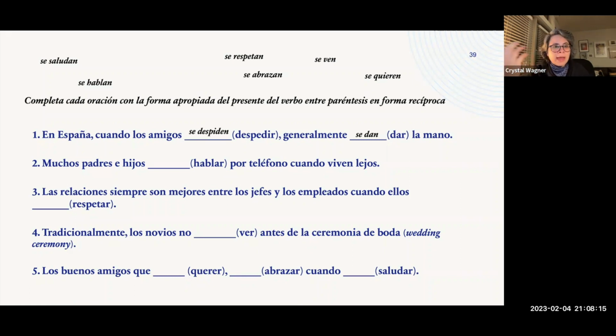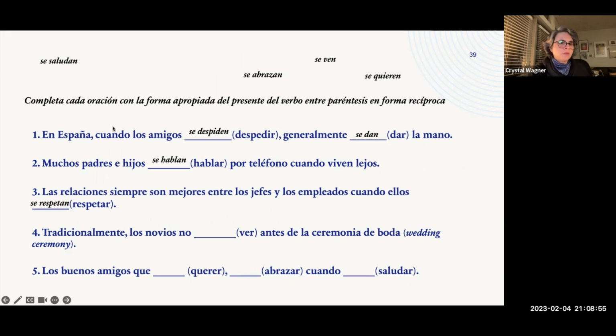With the exam, you will be asked to write using reciprocal constructions, which is why I'm emphasizing this so much. So pay attention to it and remember how to express it. We are only using it in nos and se. Otherwise, we do not use it with reciprocals. Muchos padres e hijos se hablan por teléfono cuando viven lejos. Las relaciones siempre son mejores entre los jefes y los empleados cuando ellos se respetan.